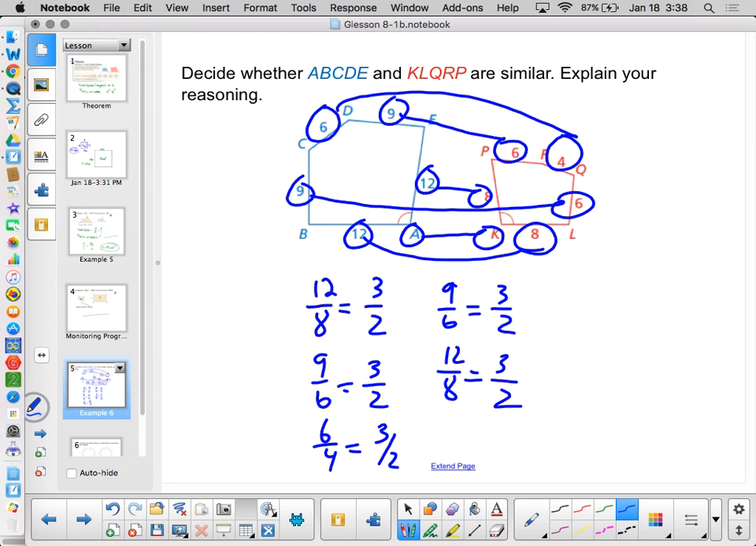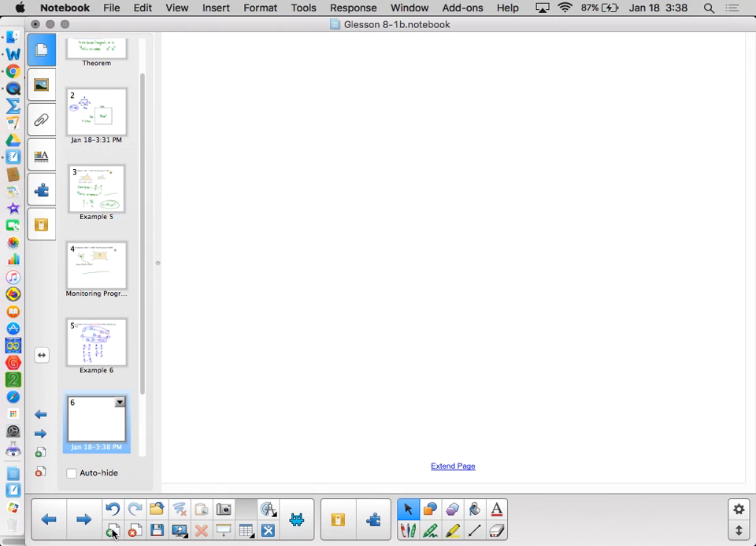If all the corresponding sides reduce to the same scale factor, we should have similar figures in most cases. Now, is that absolute proof? Well, no. That's not proof. We don't have a theorem that says that's true. In fact, I can tell you that's not always true.